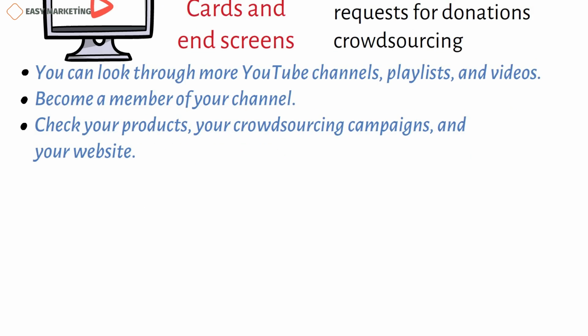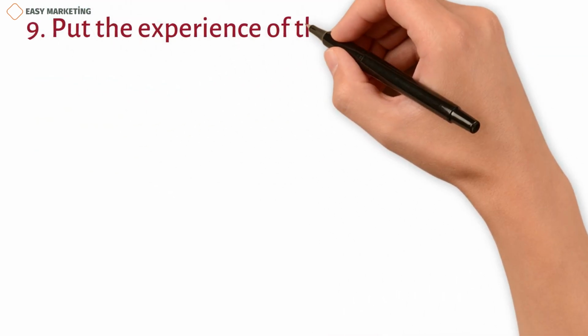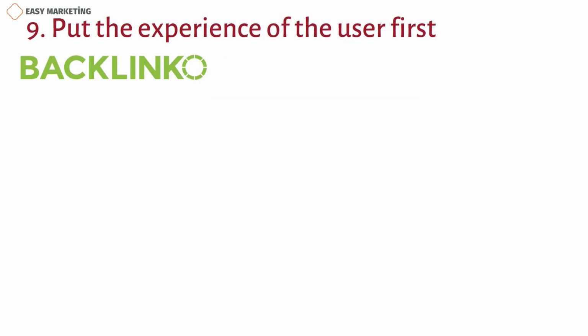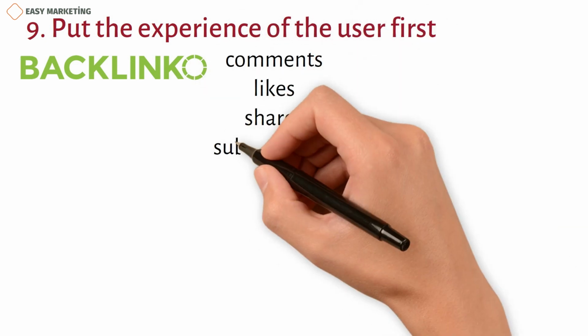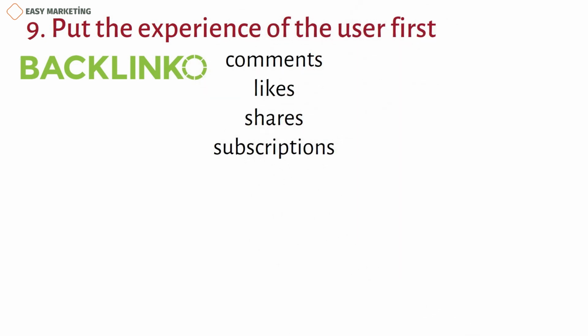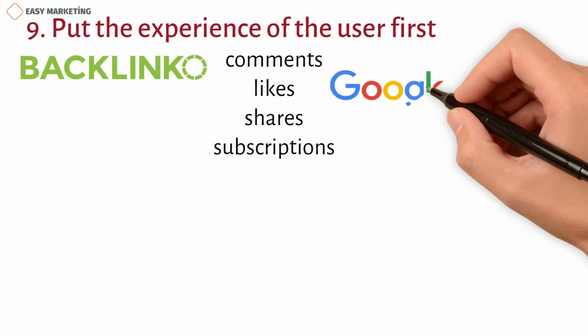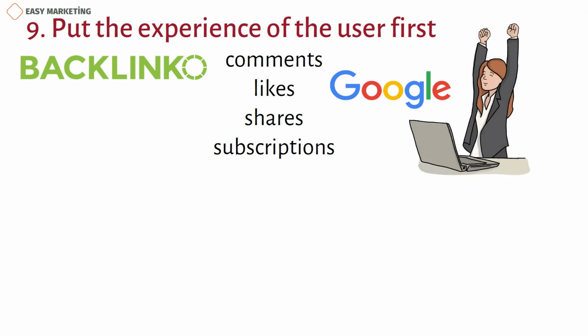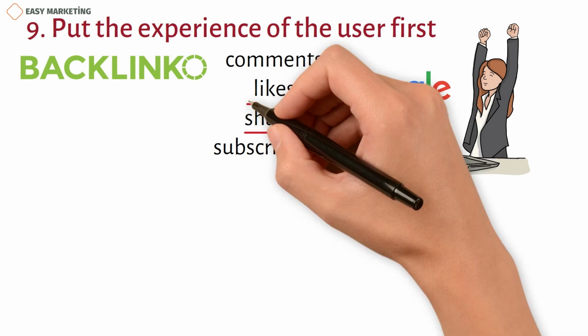9. Put the experience of the user first. Blacklinko's research shows that engagement signals like comments, likes, shares, and subscriptions are strongly linked to higher ranks. Google is mostly interested in how people respond to your writing, since that's what keeps people on their site. To get people interested in your videos, ask them to share, like, and comment on them.